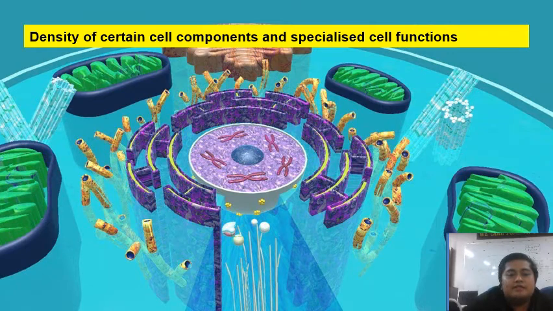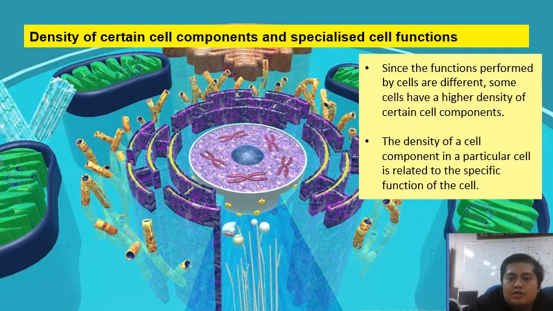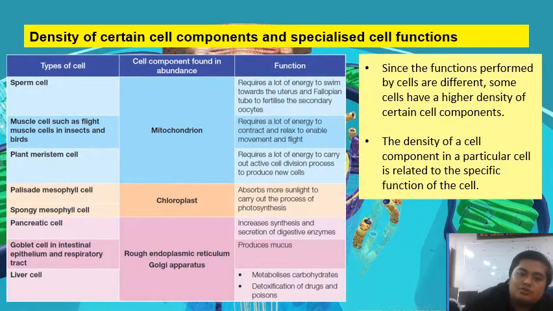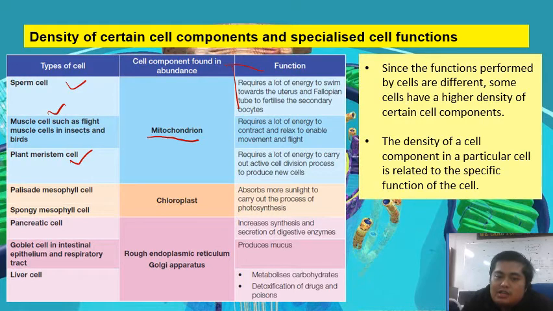So density of certain cell components and specialized cell function. So since the function performed by the cells are different, some cells have a higher density of certain cell components. The density of a cell component in particular cell is related to their specific function. So ini adalah contohnya. Contoh macam dekat sperm cell, dekat muscle cell dengan cell plant meristem cell, dia akan ada banyak mitochondria. Kenapa? So ini adalah dia punya fungsi dia yang korang boleh jumpa kat dalam buku teks.